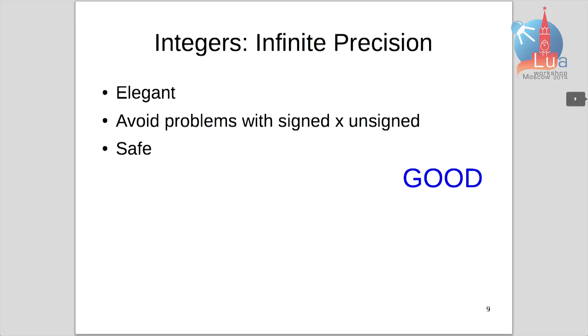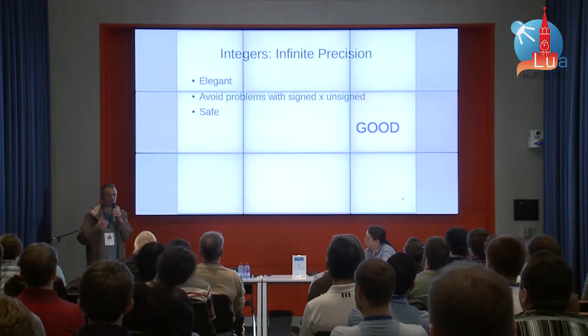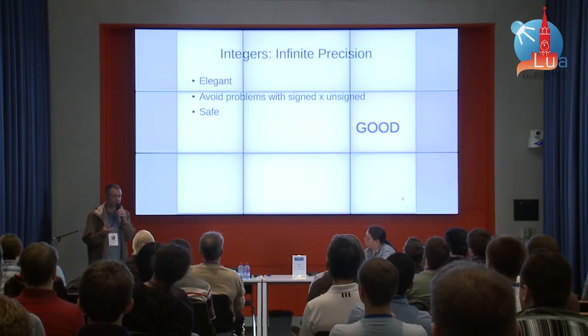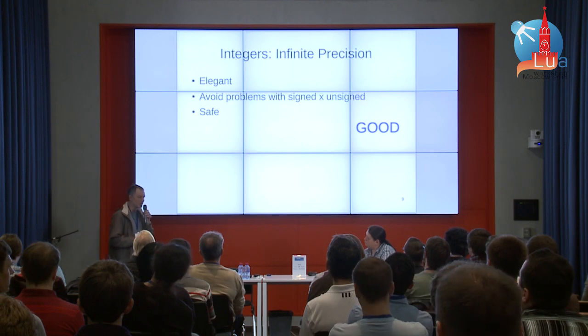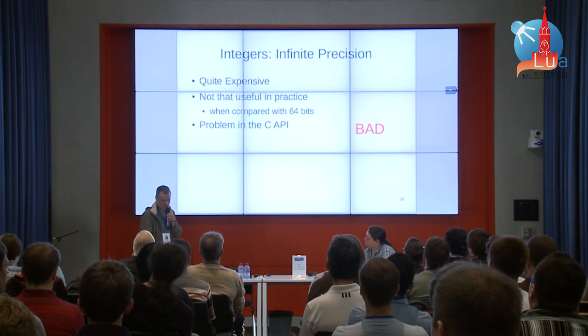Another option, the integers with infinite precision. It's very good. It's very elegant. It's very nice. You don't have problems with overflows. We don't have all those kinds of errors. And it avoids problems with signed and unsigned numbers. This is also very good. And it's safe because you don't have wraparounds or this kind of magic things happening with your numbers.